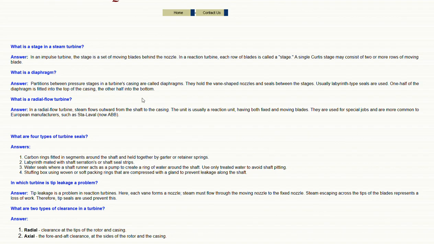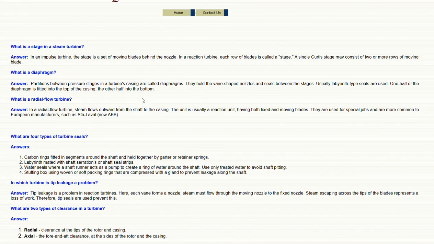Okay, next one is what is a diaphragm? A diaphragm means stators, fixed blades, partitions between the pressure stages in a turbine casing are called diaphragms. In between two moving blades, there is a diaphragm which is fixed blades. This holds the vane shape, nozzle, and seals between the stages.